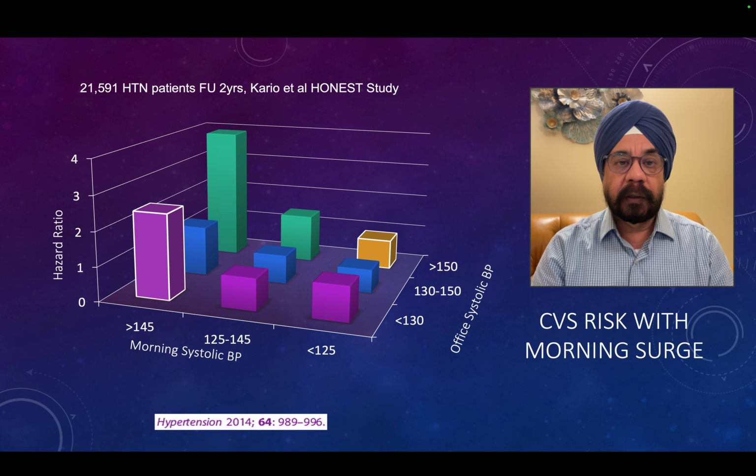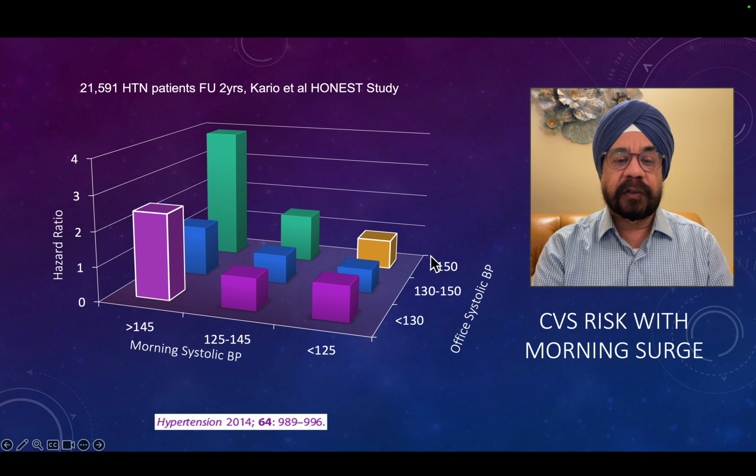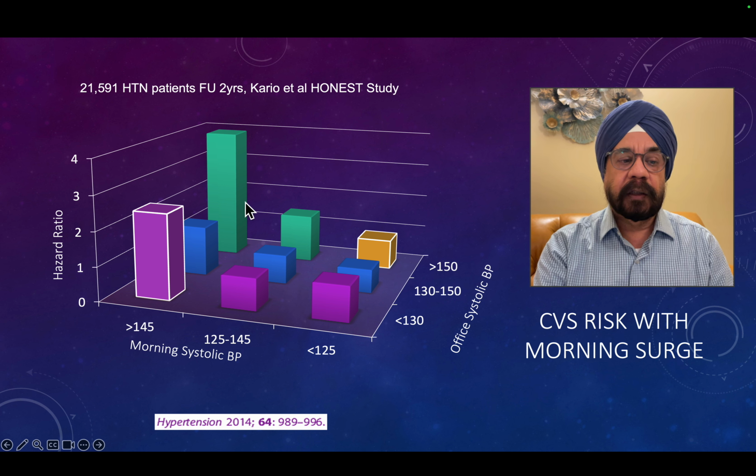Is it important? Look at this study done in 2014. In this study you notice the morning systolic blood pressure, and that means if you have more than 145, this is the morning surge, right? And this is the mean pressure. Look at, if the mean pressure is 150, and if you have a morning surge associated with it, look at the mortality hazard ratio. Now the hazard ratio is increased if you have morning surge, and it is more important than just high blood pressure.